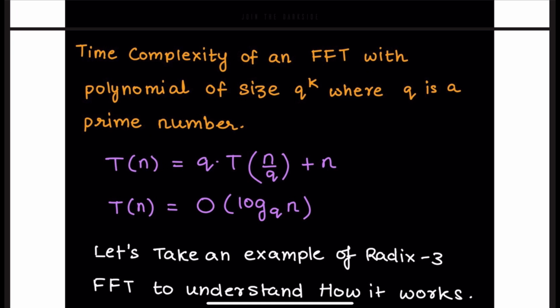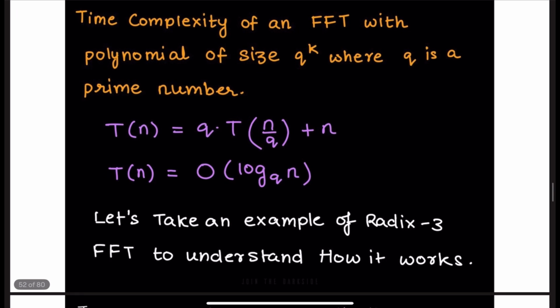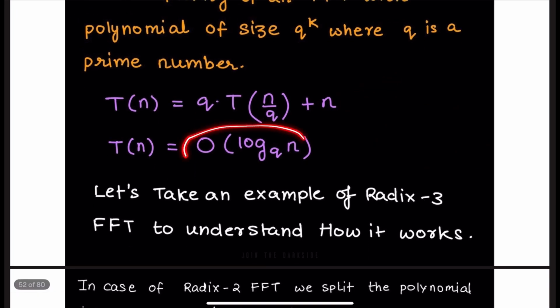The time complexity is expressed as this, which represents a recursive breakdown of the problem. Here the problem is broken down into q parts, and each part is n by q. Like if we write n by 2, each problem is divided into 2 parts, each of n by 2. This simplifies to big O of log q n, which is a logarithmic time complexity, much less than the previous algorithm.